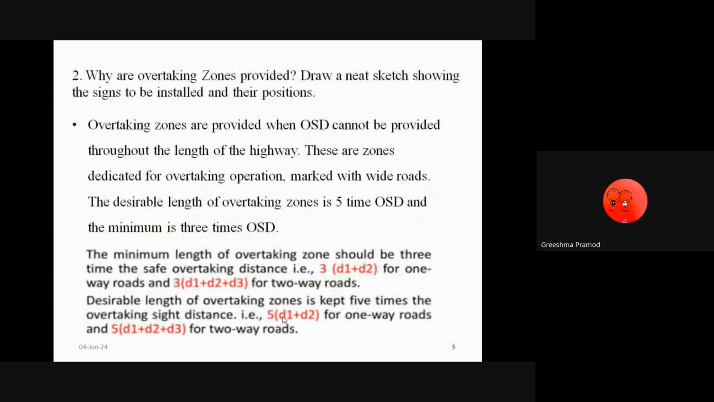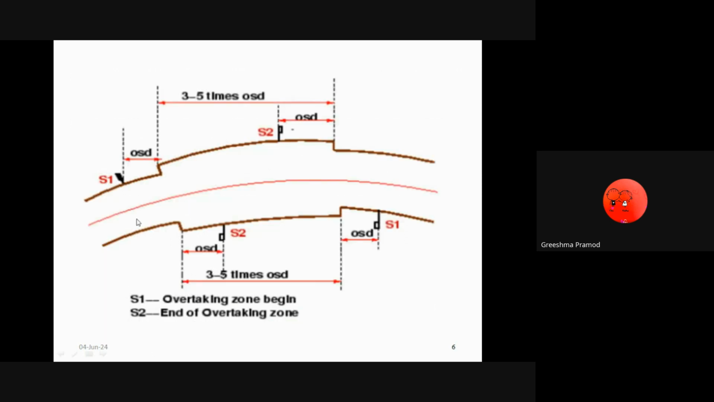So this is a figure. A figure was also asked: draw a neat sketch showing the signs to be installed and their positions. So this S1 indicates the signpost which indicates the beginning of the overtaking zone. From here till this point, this is the signpost which indicates the end of the overtaking zone. From here till here you have the OSD value that you need to provide here and also here. And this length will be the desirable length of the overtaking zone, that is, from 3 to 5 times the OSD.